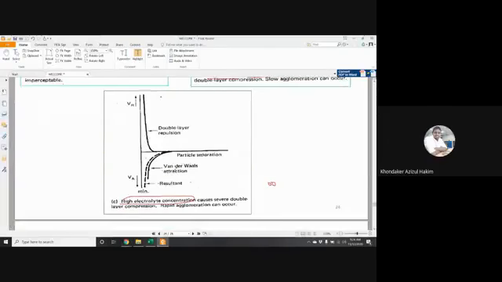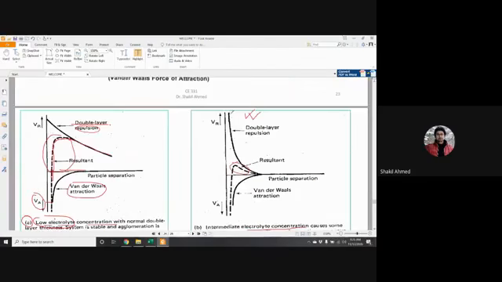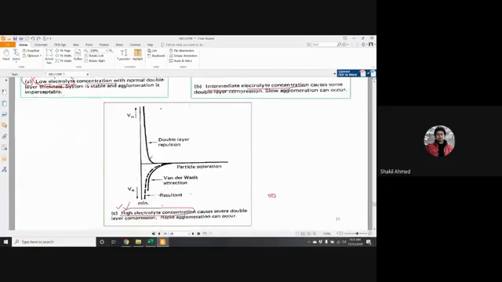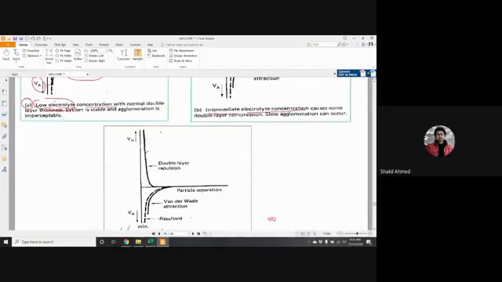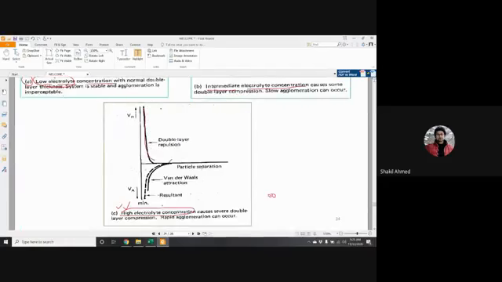So, if you increase the electrolyte concentration, that will be high electrolyte concentration, then this double layer will further be compressed. Here, you can see it further compressed. And you will see that in the majority of cases this resultant is at the negative part. That means the attraction always dominates. Clear?